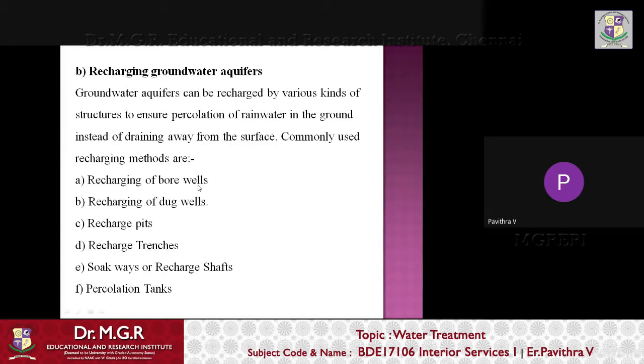So recharging of bore wells, recharging of dug wells, recharge pits, recharge trenches, soakways or recharge shafts, and the percolation tank. Each and every technique will be different from one another. So we will see them one by one, and after that we come to the end of the session.